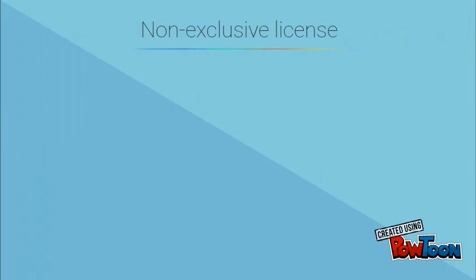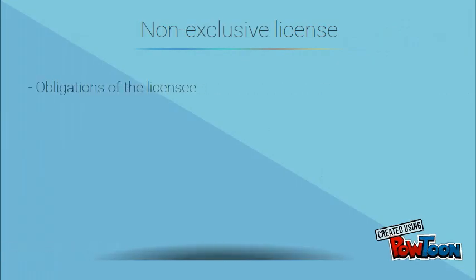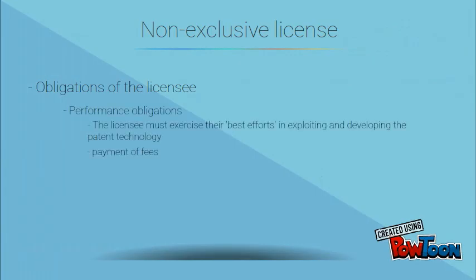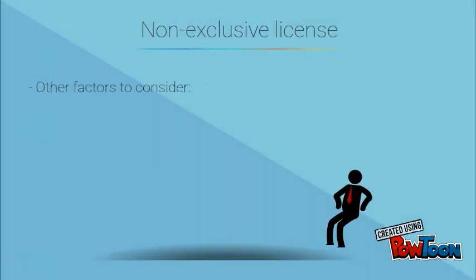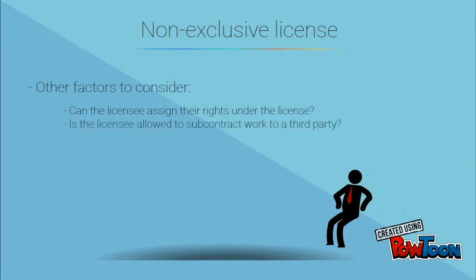In order for the patentee to protect themselves, they must factor in any obligations that the licensee is required to meet. These may be performance obligations to exercise best efforts to develop and exploit the technology covered by the license. Another obligation may be the payment of fees. Also to consider are whether or not the licensee can assign their rights under the license. This is, can they sublicense their rights to another party, and also whether or not the licensee can subcontract to a third party any manufacturing or assembly of licensed products.